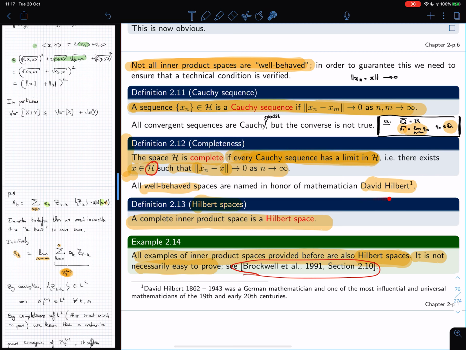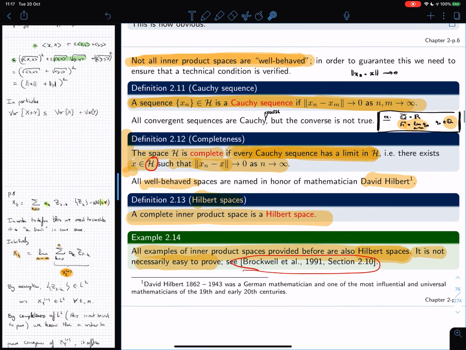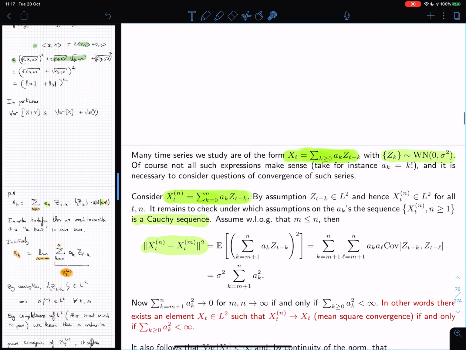And all such spaces will be named Hilbert spaces in honor of the German mathematician David Hilbert. So all the examples of inner product spaces that we have provided before are Hilbert spaces, and it is not trivial to show that, for example, L2 is a nice complete Hilbert space. I won't do that here, and I will let you check it out in one of the references of the course.